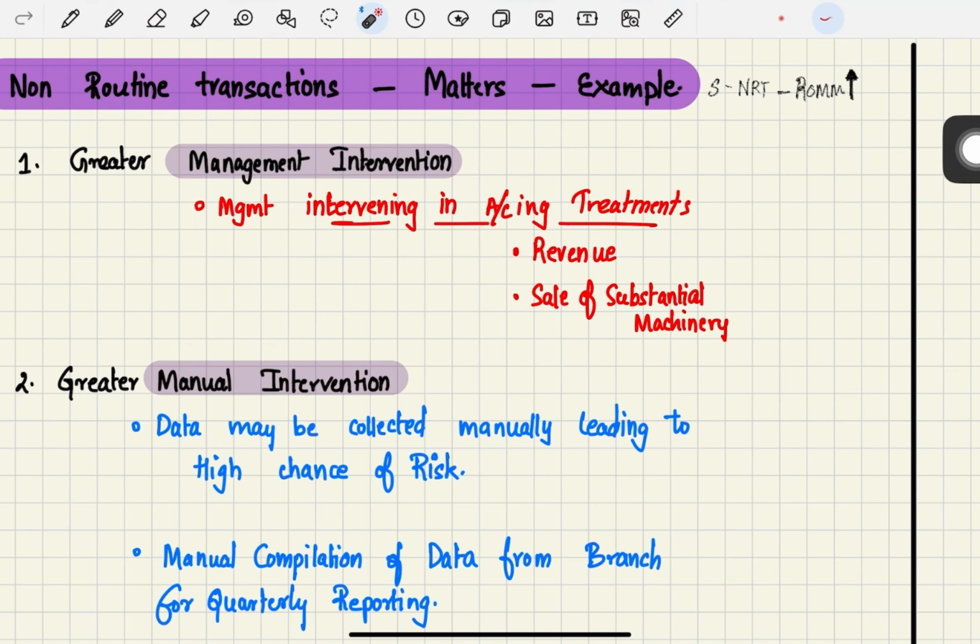Now what are the examples of the matters related to non-routine transactions? In the case of significant non-routine transactions, the risk of material misstatement is always high. Now the first one is greater management intervention. Management is intervening again and again. If there is greater management intervention in accounting treatments like revenue or sale of substantial machinery, then it will be considered a non-routine transaction.